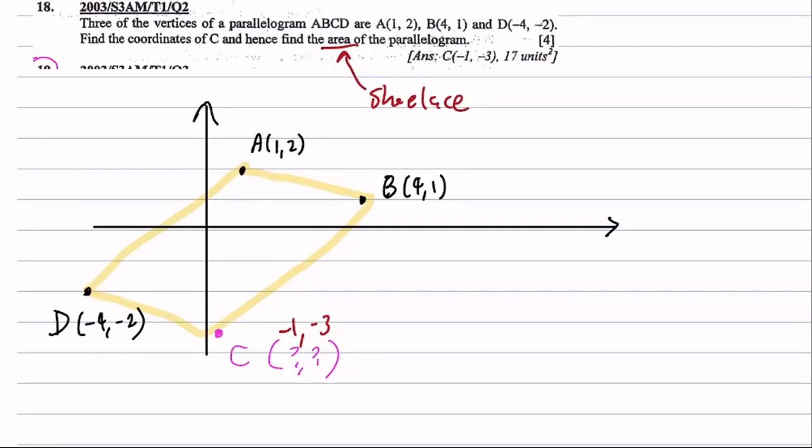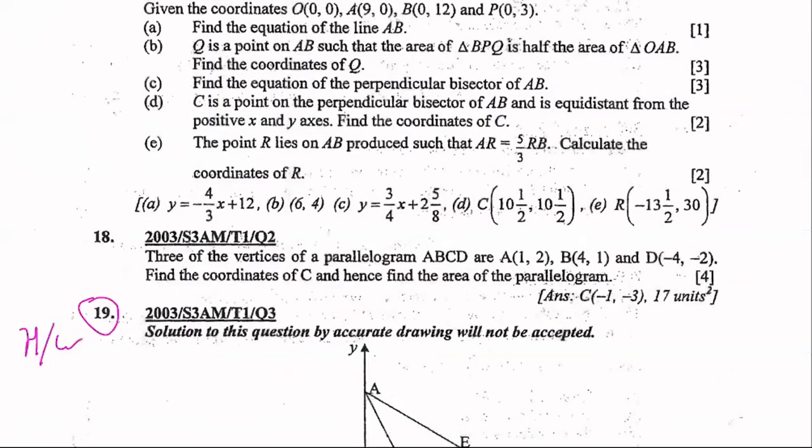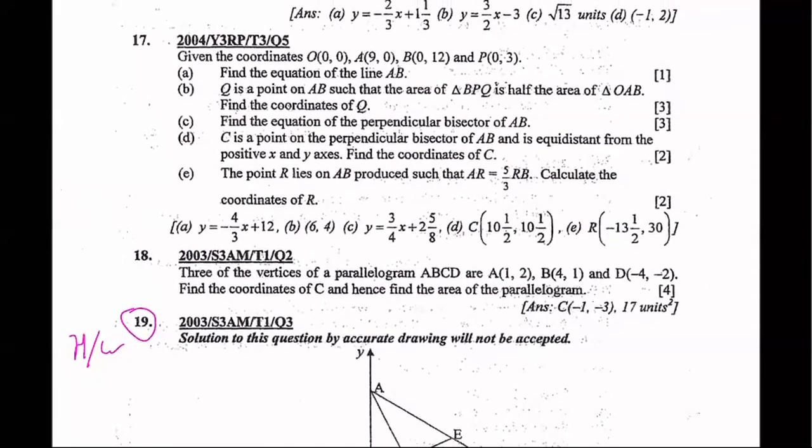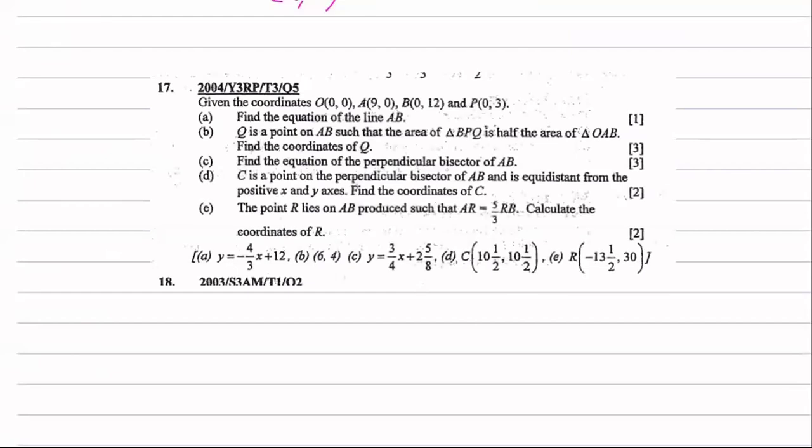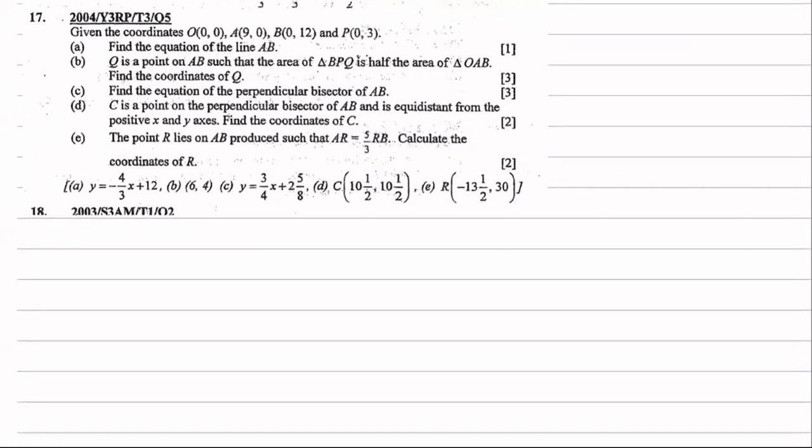Okay, let's try to find a circle question. Oh, this looks a bit difficult. Okay, let me try this question 17. Let's take a look. Given the coordinates of these points, find the equation of the line AB.